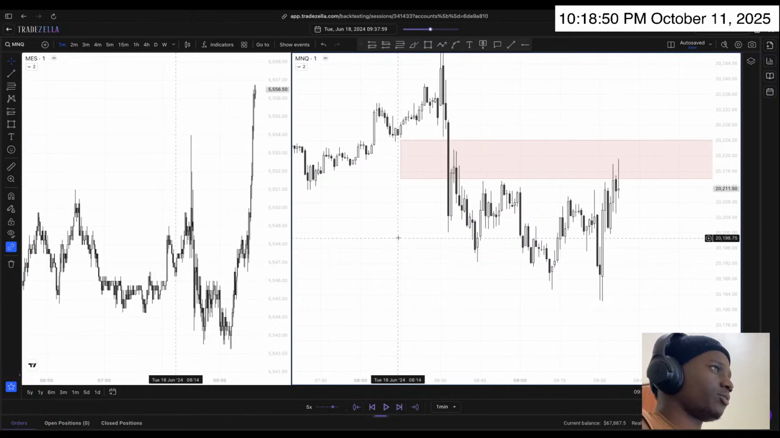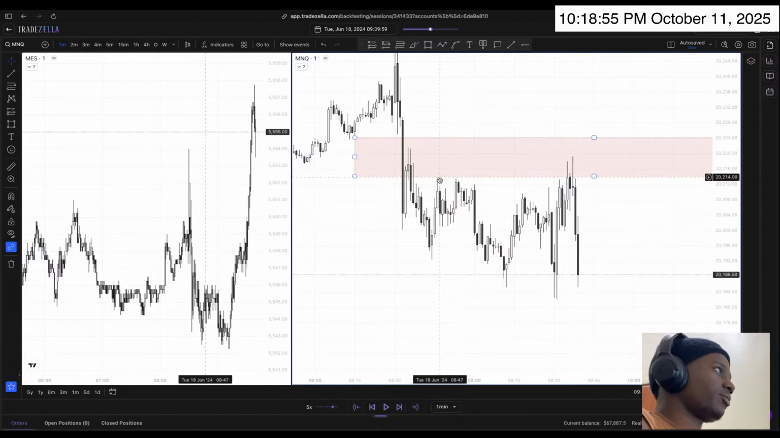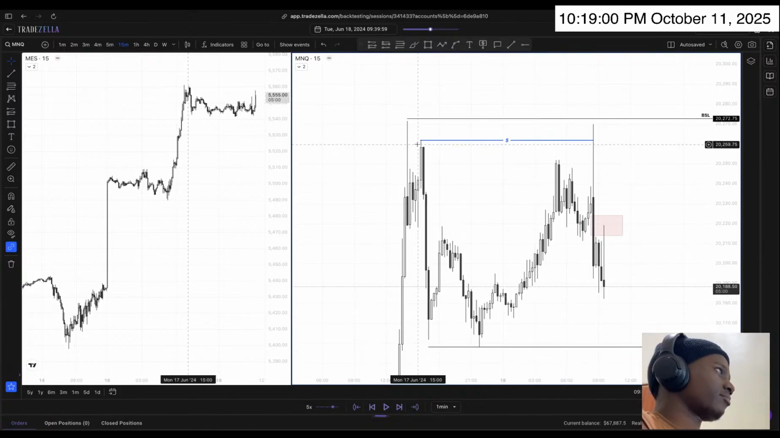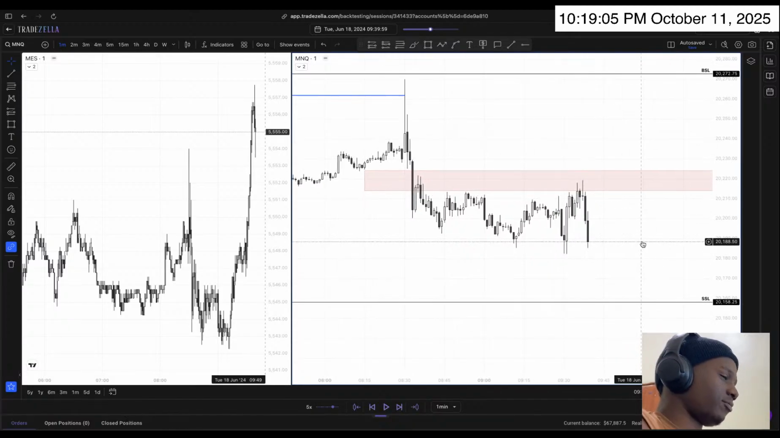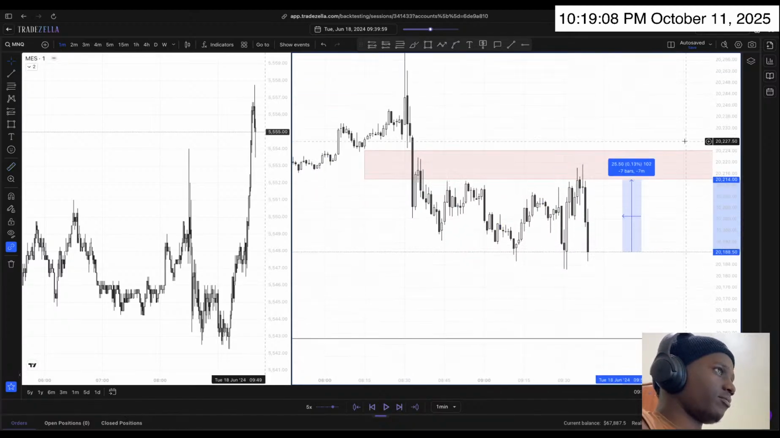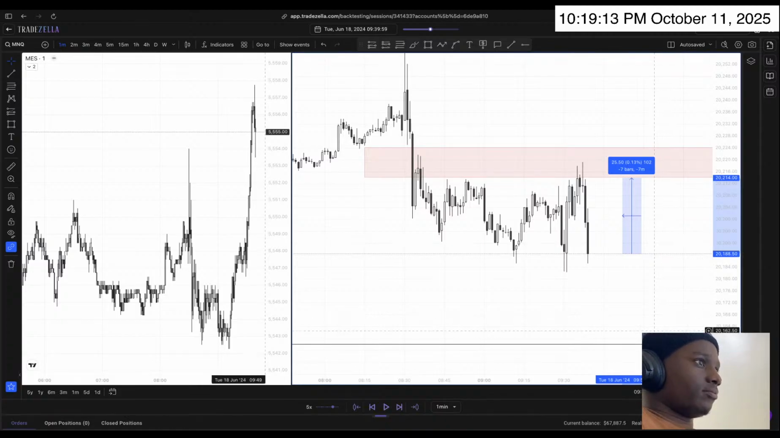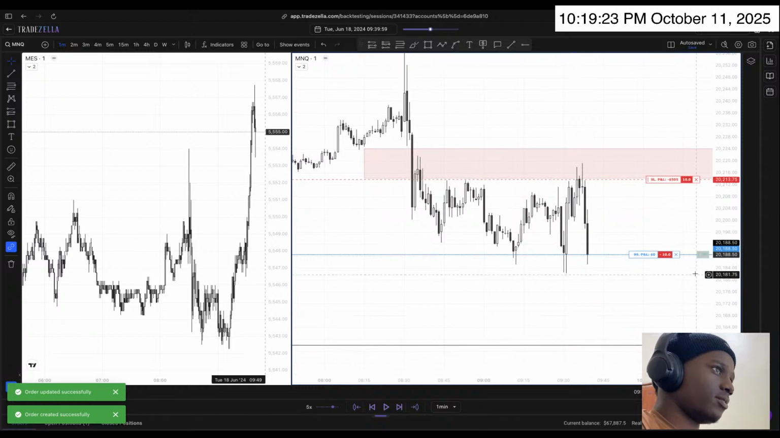Boom, the manipulation, and after the internal manipulation here, check the 15, you can see that SMT is still holding. Let's say from here to here, 25, that's 10. The target will be sell side, pretty much like a 1-to-1. And it's like the first 10 minutes sell side would be here.